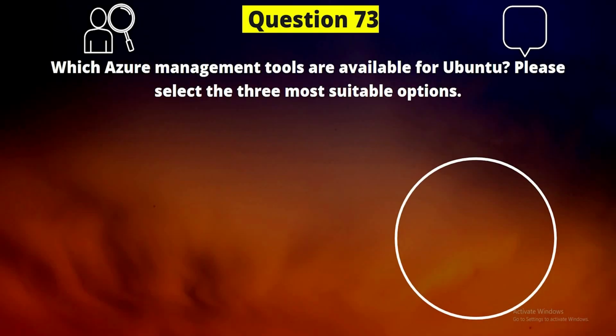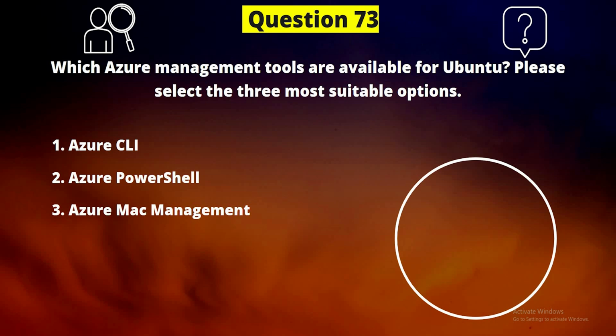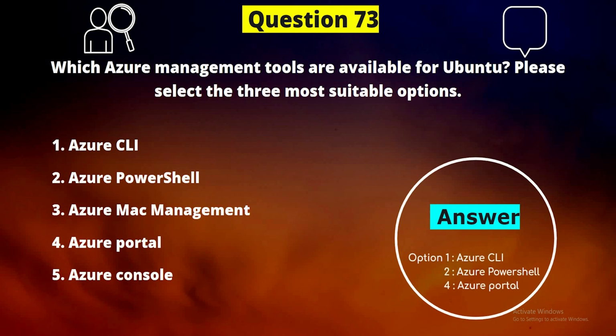Question 73. Which Azure management tools are available for Ubuntu? Please select the three most suitable options. And the options are Option 1, Azure CLI. Option 2, Azure PowerShell. Option 3, Azure Mac Management. Option 4, Azure Portal. Option 5, Azure Console. And the correct answer is Option 1, Azure CLI. Option 2, Azure PowerShell. And Option 4, Azure Portal.